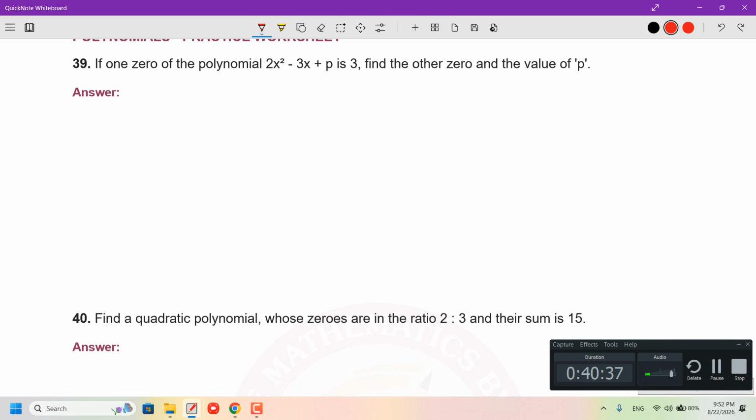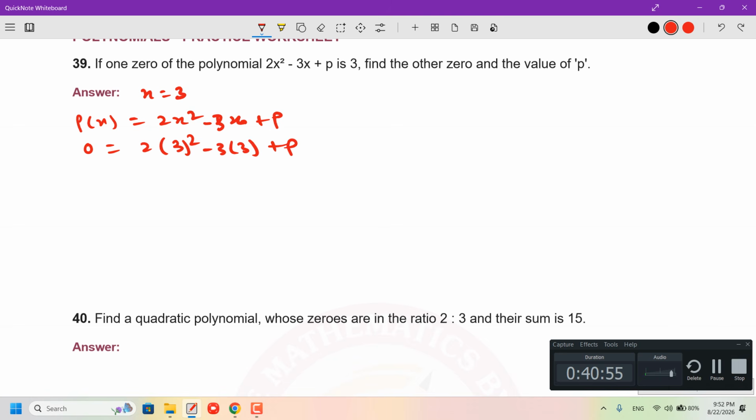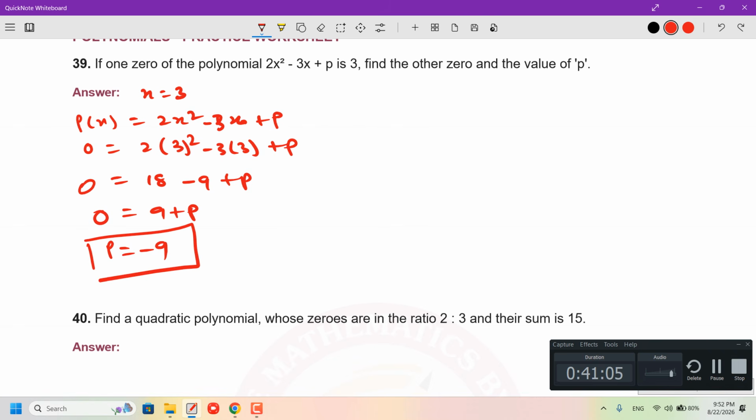If 1 zero of the quadratic means 1 zero means x का value, and p(x) is equal to 2x square minus 3x plus p. So 0 is 2 into 3 square minus 3 into 3 plus p. So 18 minus 9 plus p. So this is 9 plus p equal to 0. So p equals to minus 9.